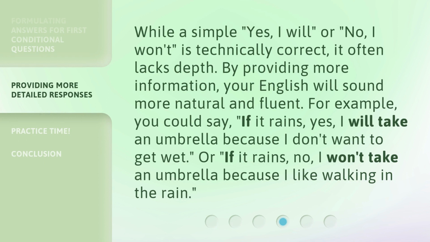While a simple yes, I will, or no, I won't, is technically correct, it often lacks depth. By providing more information, your English will sound more natural and fluent. For example, you could say, if it rains, yes, I will take an umbrella because I don't want to get wet. Or, if it rains, no, I won't take an umbrella because I like walking in the rain.